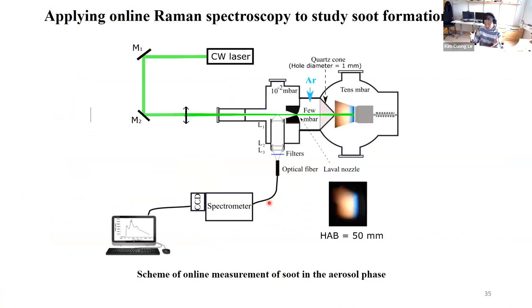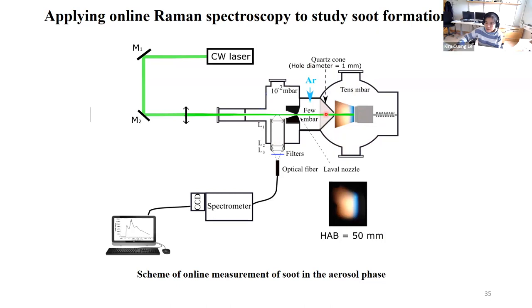So in order to avoid the bias caused by the sampling process and also the oxidation, we recommend the online Raman technique. And here I present the application of the online Raman technique to study soot formation. We turn back to the nanograin, as I mentioned previously.